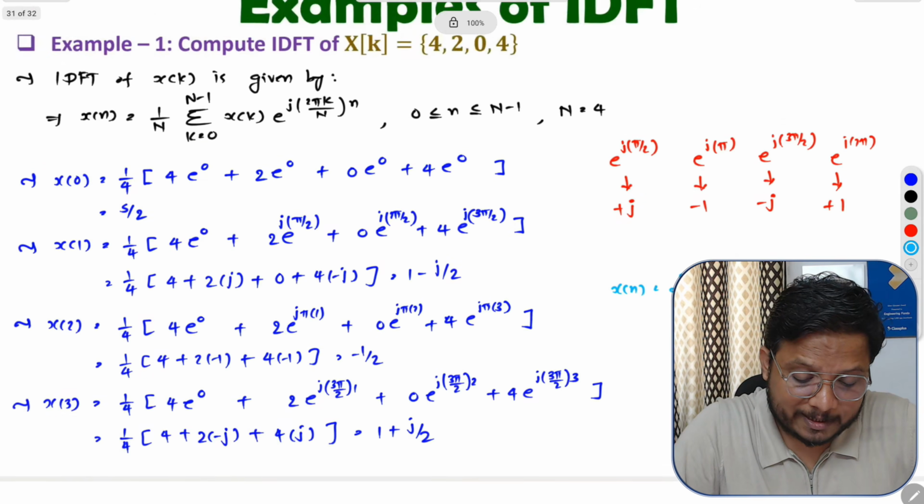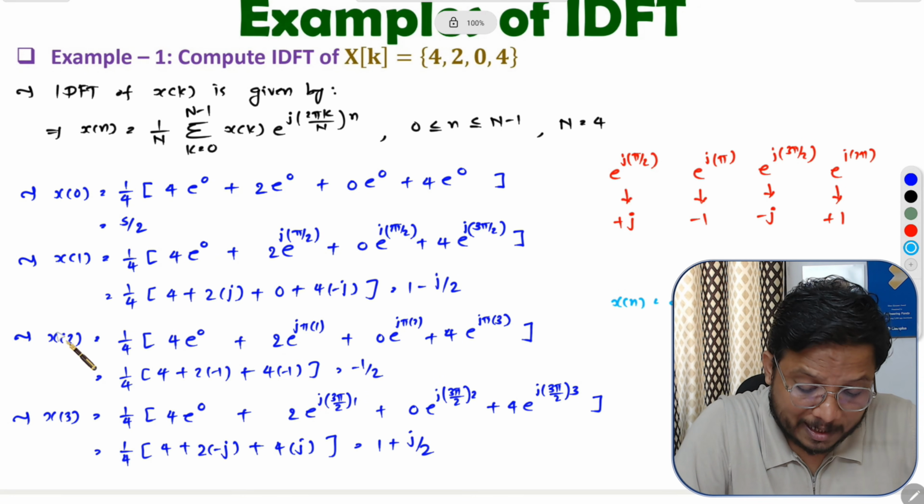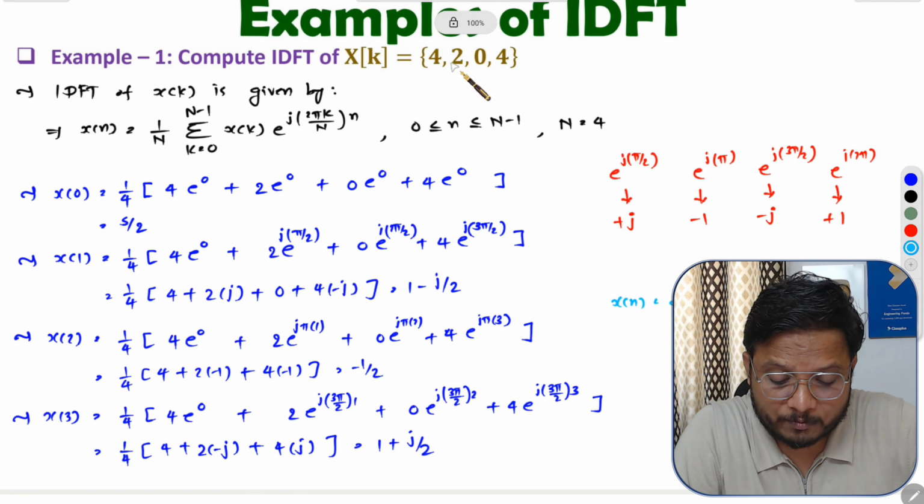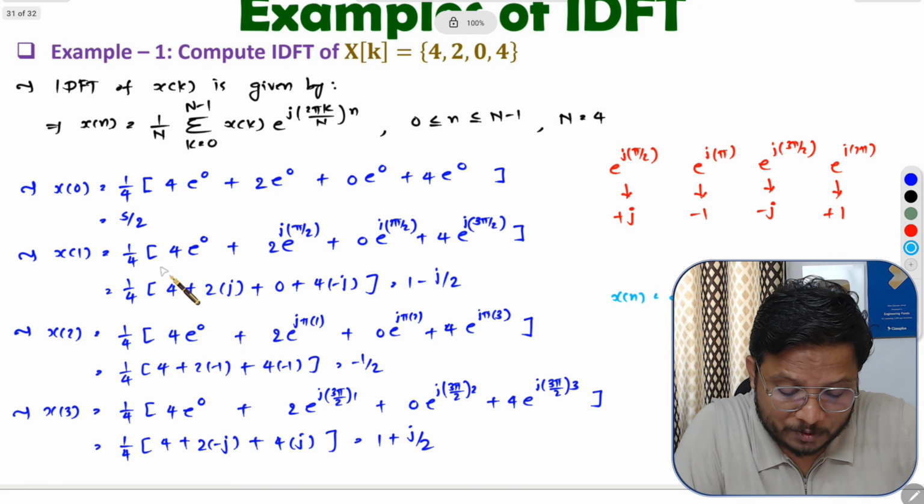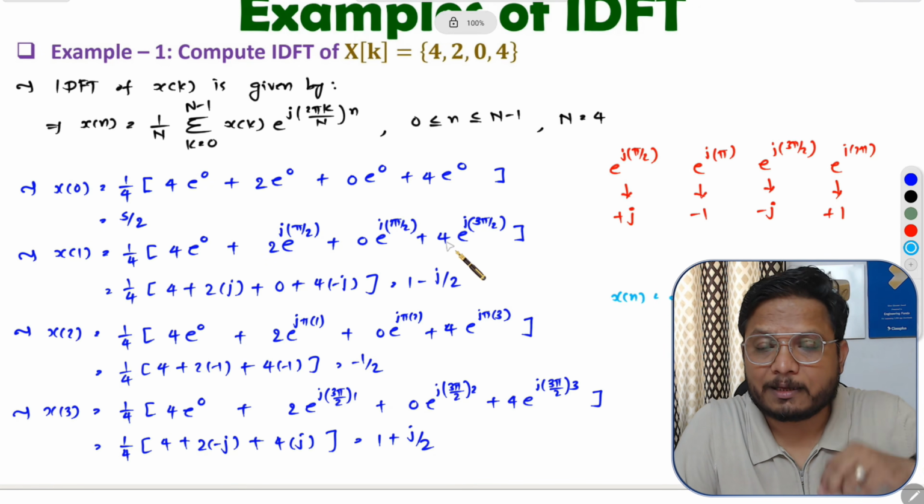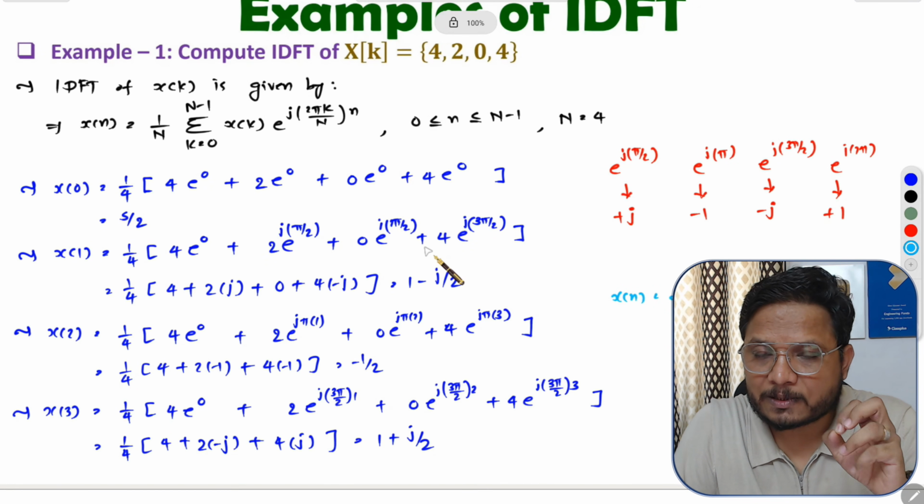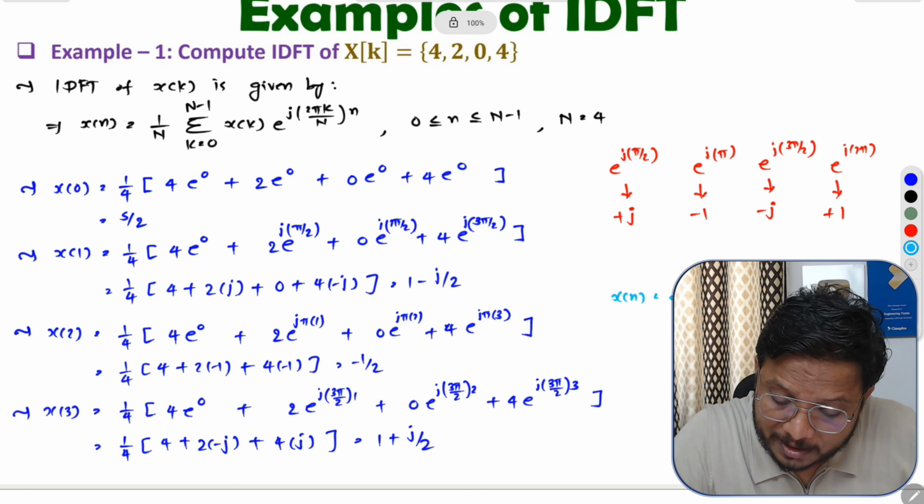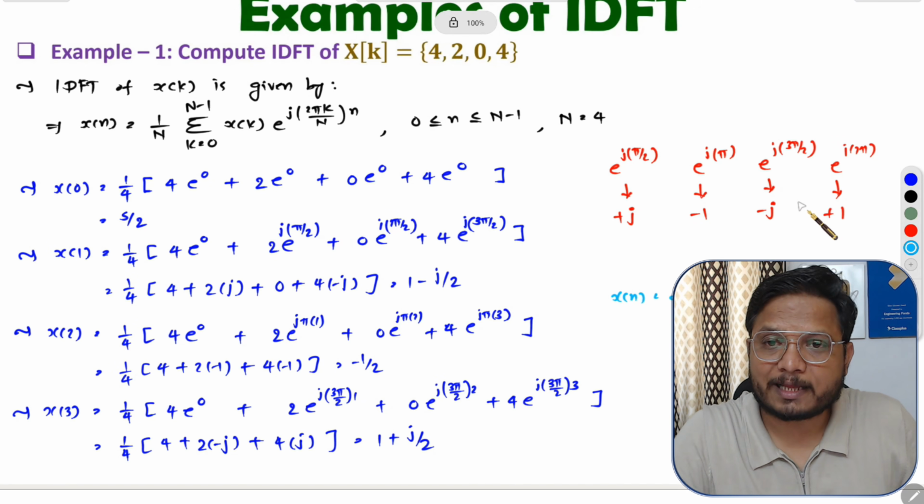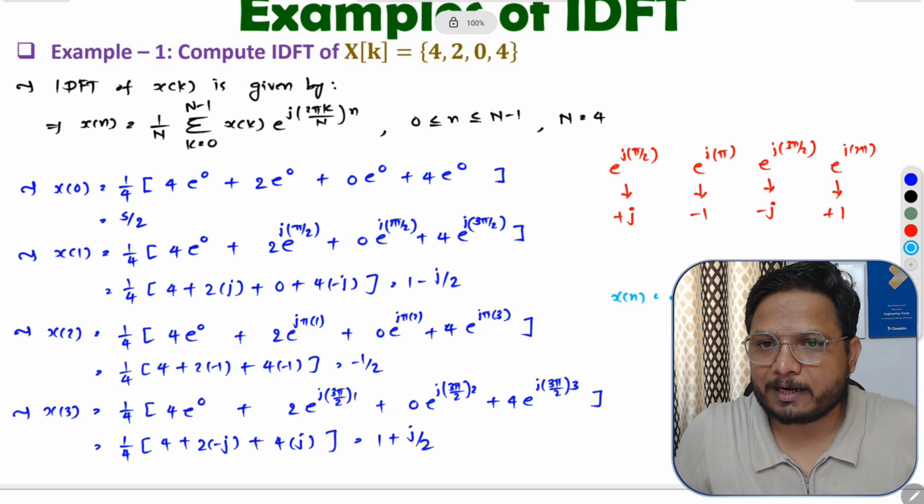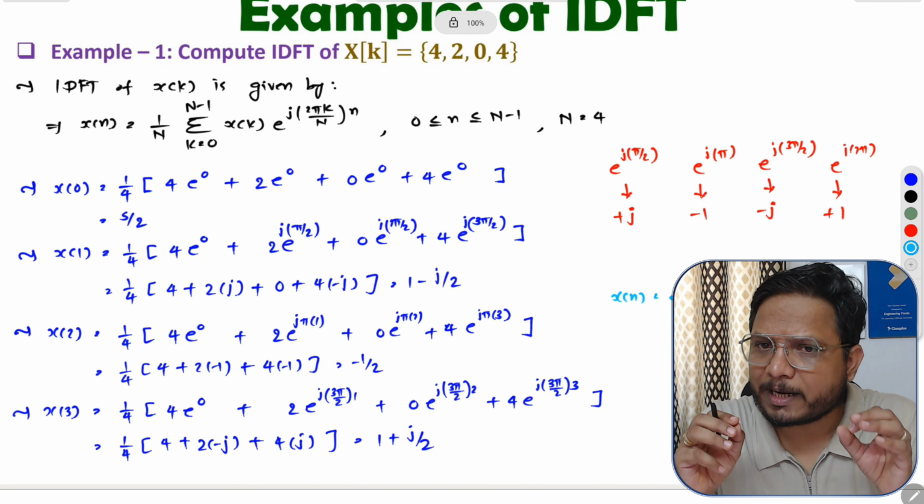So do this practice. Whenever you solve this, at that time, first of all, write down this sequence 4, 2, 0, 4 as I used to write over here. Then write the e to the power terms, and after that substitute the data of the e to the power terms and then solve the question, right? Otherwise, there are chances that you may make a mistake.